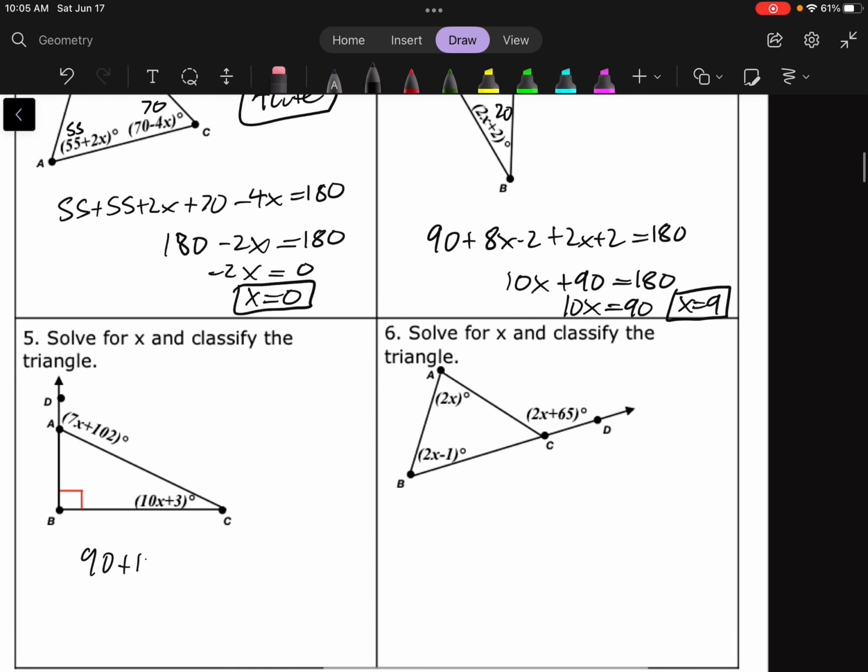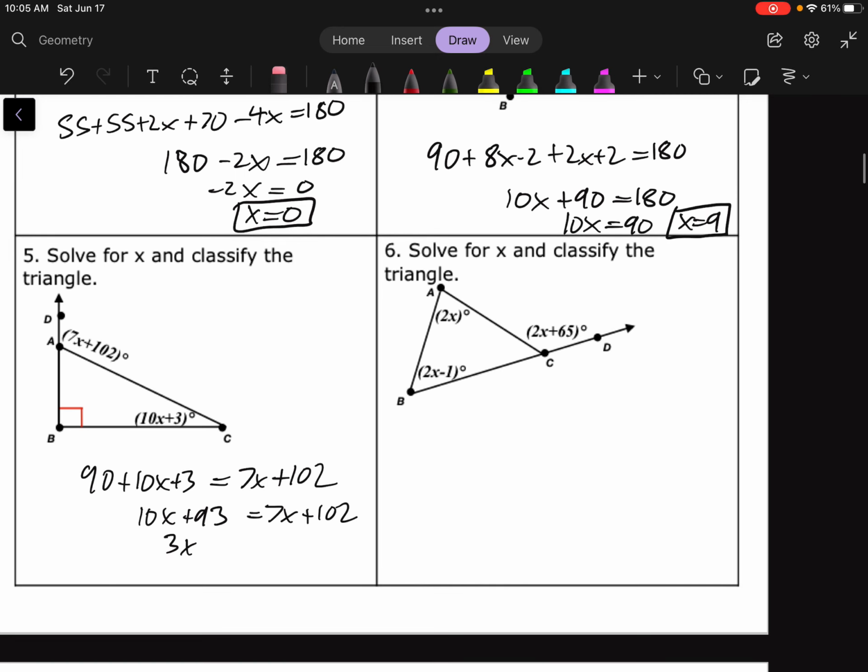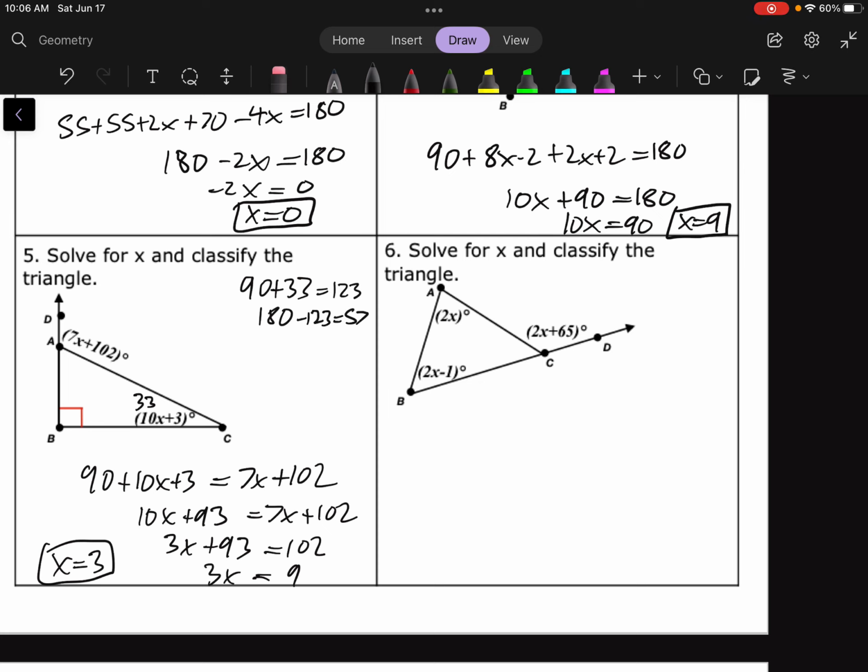Down here, we got a 90 and a 10x plus 3 must be equal to the exterior angle. That's 10x plus 93 is equal to 7x plus 102. Subtracting is 3x plus 93 is equal to 102. Minus the 93 gives me 9. So x is 3. And plugging that back in gives me 10 times 3 is 30, plus 3 is 33. 90 plus 33 is 123. 180 minus 123 is 57. But I guess we knew we had that right angle, so it had to be a right triangle the whole time.